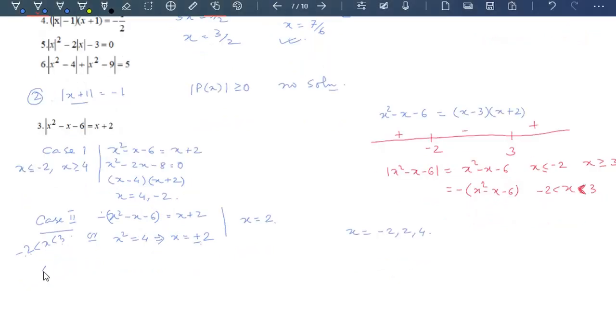Coming to the next problem, both these two problems, question number 4 and question number 5, there will be two cases. The first one when x is greater than or equal to 0, and the second one when x is less than 0. I am solving one of them. Let us take question number 4, case 1.